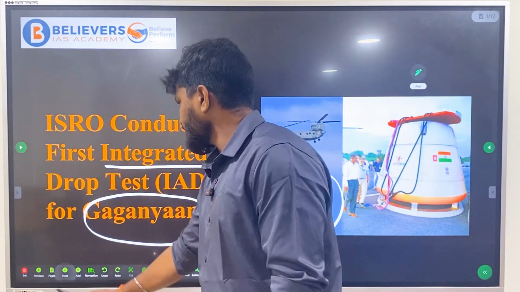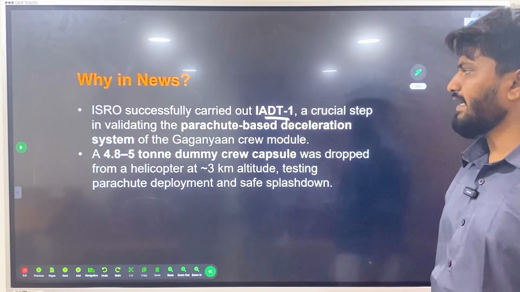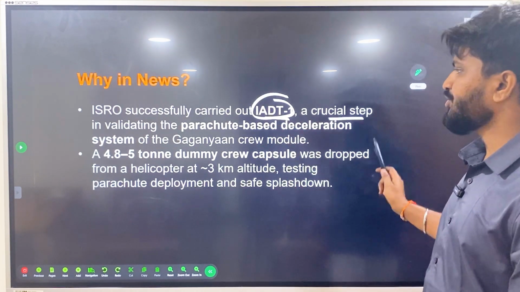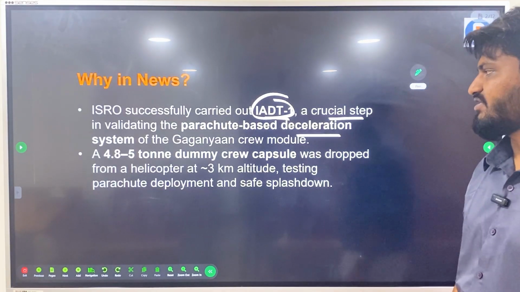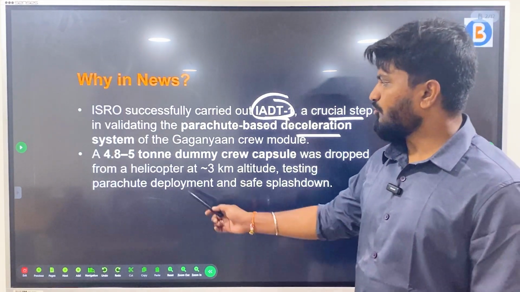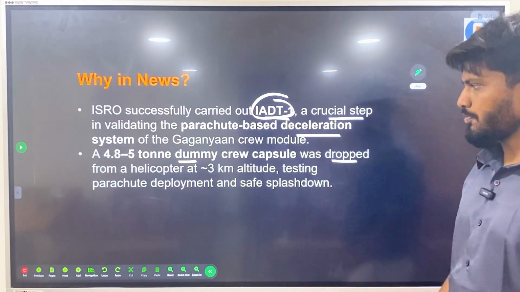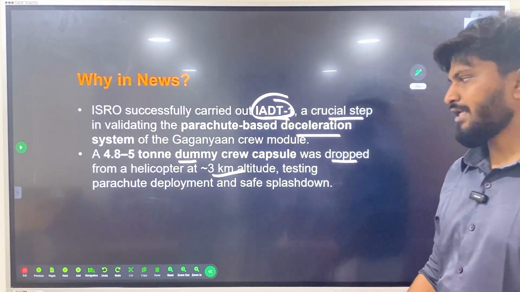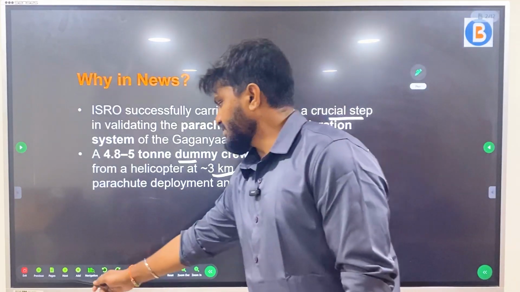ISRO successfully carried out the integrated airdrop test 1, a crucial step in validating the parachute-based deceleration system of the Gaganyaan crew module. A 4.8 to 5.1 ton dummy crew capsule was dropped from a helicopter at 3 km altitude, testing parachute deployment and safe splashdown. We'll discuss what it is.